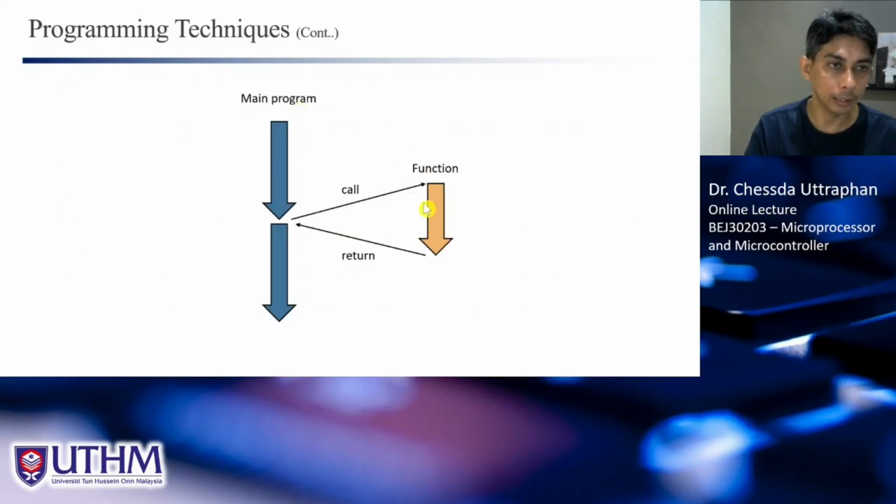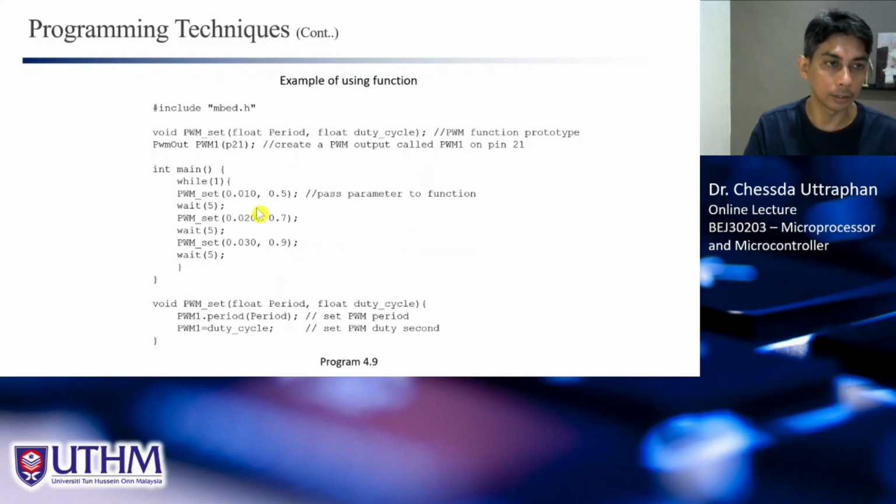So for example, this is our main program. It's running like this. At this point, we want to call a function, or a subroutine in assembly language. So we call the function, and the microcontroller will go to this part of the program, the function, run all the code in the function and return back to the main program after we finish all the operations here, right? That is called a function.